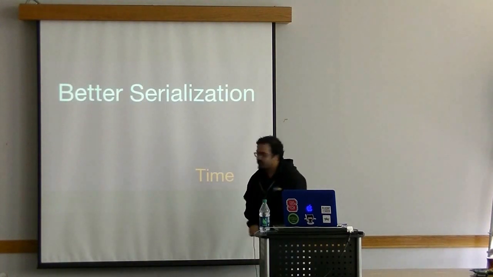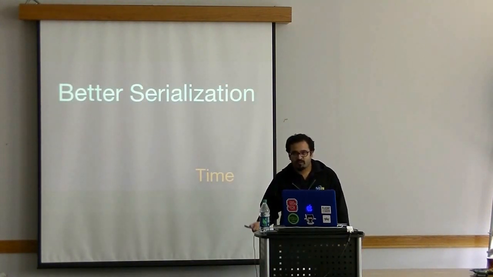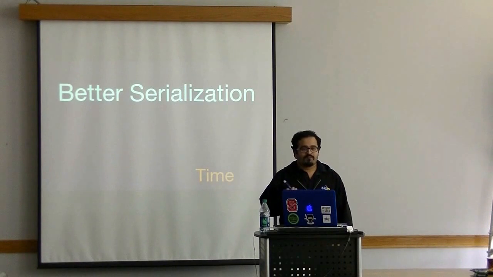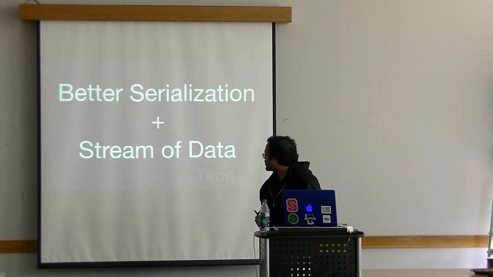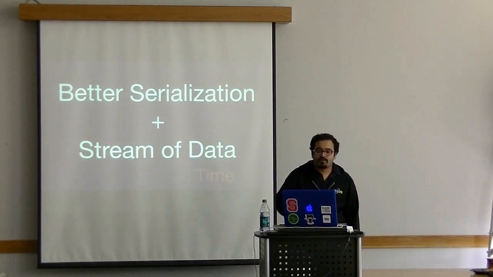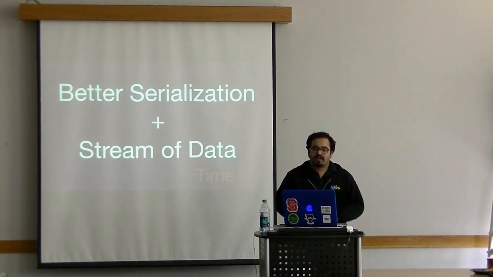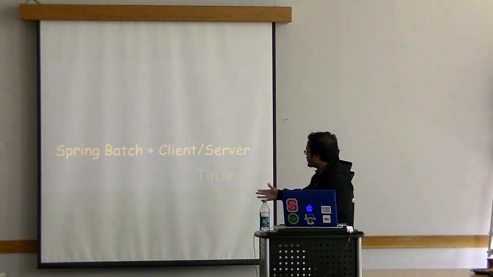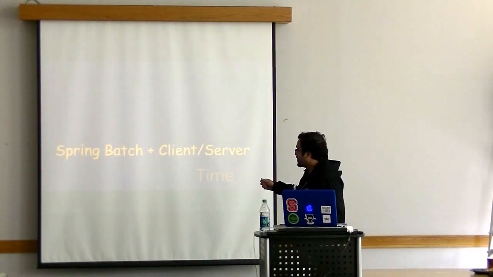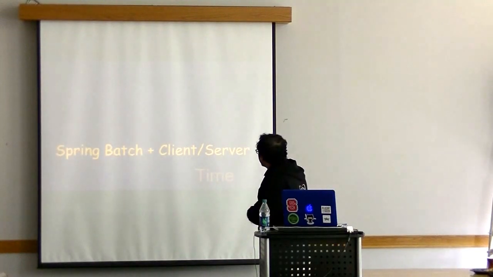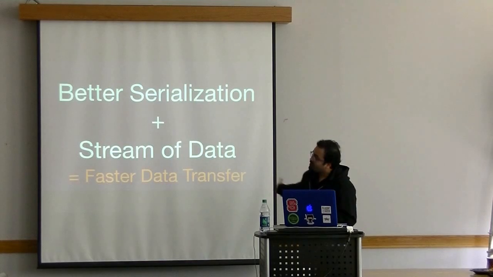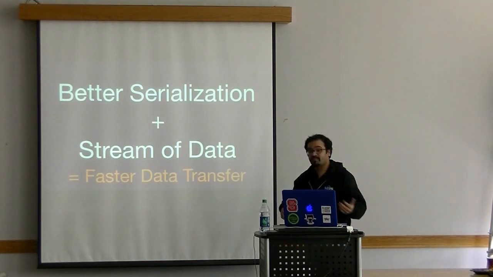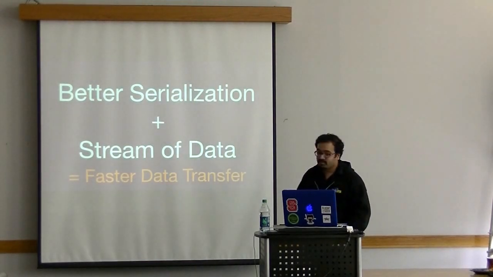Quickly looking at the time aspect, we already talked about protocol buffers and how they are proven to be faster and cheaper over the wire. So protocol buffers along with a stream of data, in other words, we don't have any chatty implementation. We do that with Spring Batch, where we manage things nicely in batches and chunk-based processing and so on. And the client-server implementation, at least if you compare it with the other options, and probably even apart from that, is going to lead to faster data transfer.